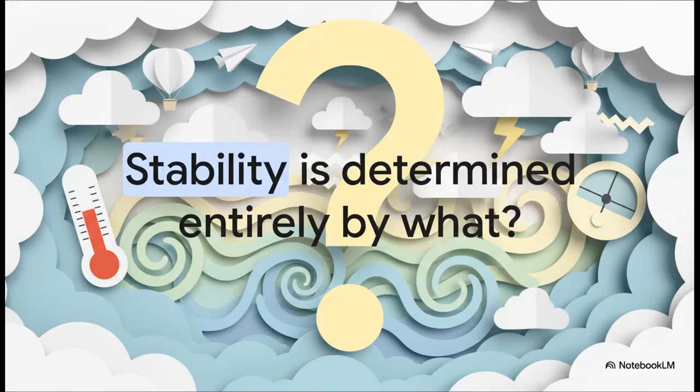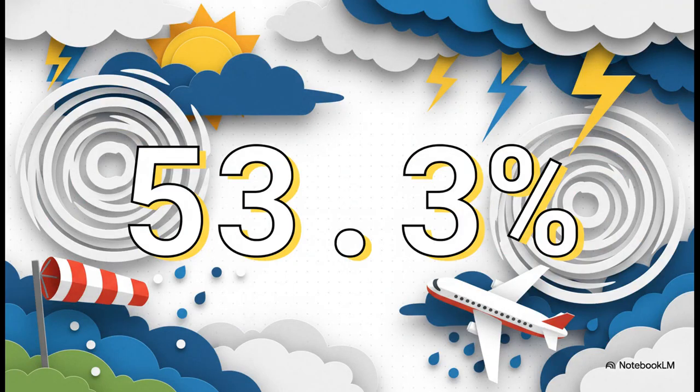Okay, let's put your survival knowledge to the test with a real quiz question, pulled straight from the notes. When you look up at the sky, atmospheric stability is determined entirely by what specific metric? Do you have an answer in mind? Well, if you're drawing a blank, don't sweat it. According to the notes, only 53.3% of aviation students actually got this right on their quiz. Kind of wow, right? It just shows you how tricky, but absolutely essential, this concept really is to master.